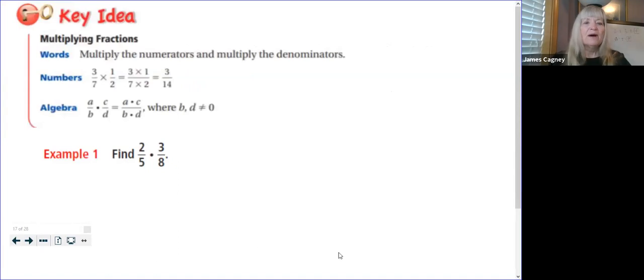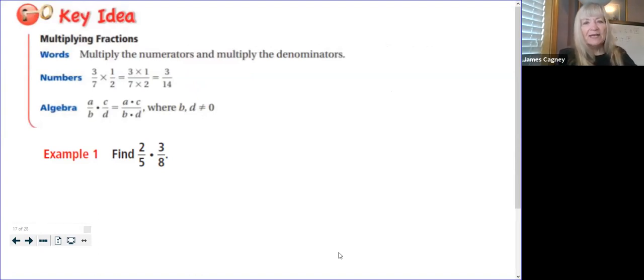Now, when I multiply fractions, I am going to multiply the numerators and multiply the denominators. Multiplying is super easy. I don't have to worry about common factors. I just multiply straight across the top, straight across the bottom. I am going to tell you, you do need to see if you need to simplify your fraction. So after you multiply, you are going to check to see if you can simplify.